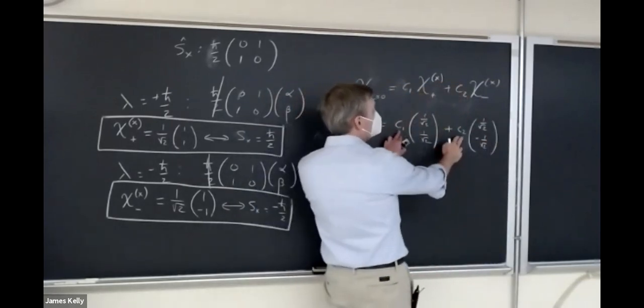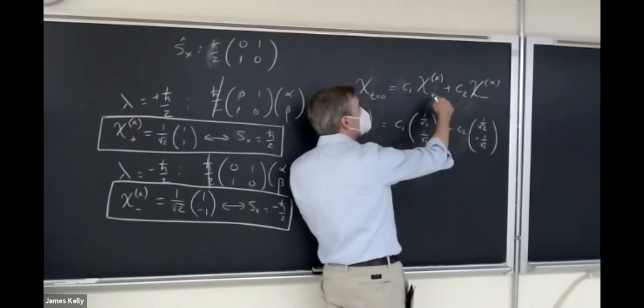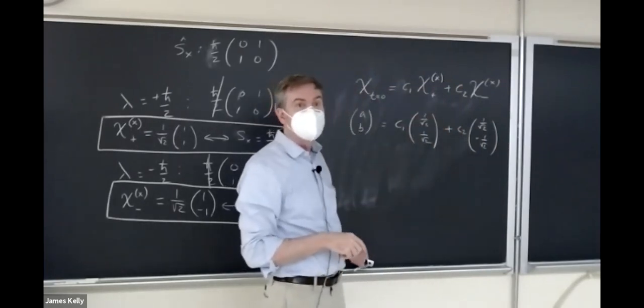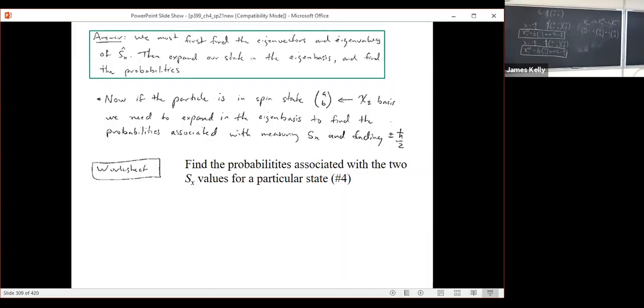And then if I can find those, that's a matter of solving this system of equations, then the magnitude of C1 squared is the probability associated with finding Sx equals plus h bar over 2. And similarly for the magnitude of C2 squared. So that's what the last problem on the worksheet is. Find the probabilities associated with the two Sx values. And here I've given you a very particular initial state. So I've told you these values A and B here, and they are 1 over root 5 and 2 over root 5 upstairs and downstairs. And you can check that that's normalized in your head. And so let's figure out what those expansion coefficients have to be, and then figure out what the probabilities are.